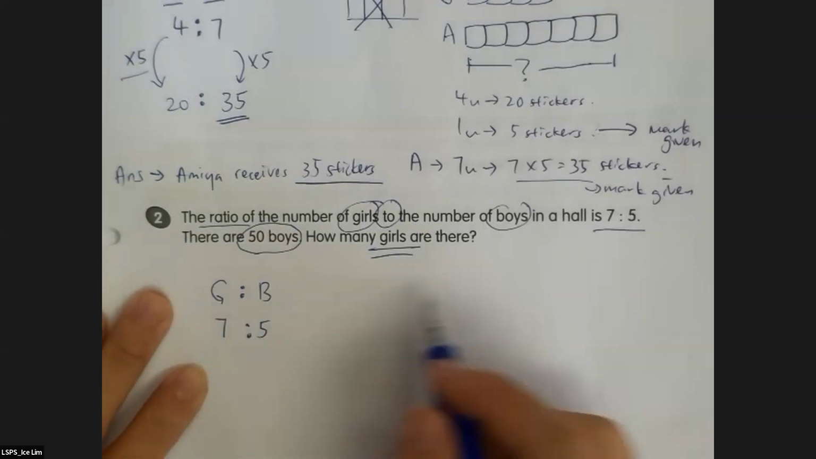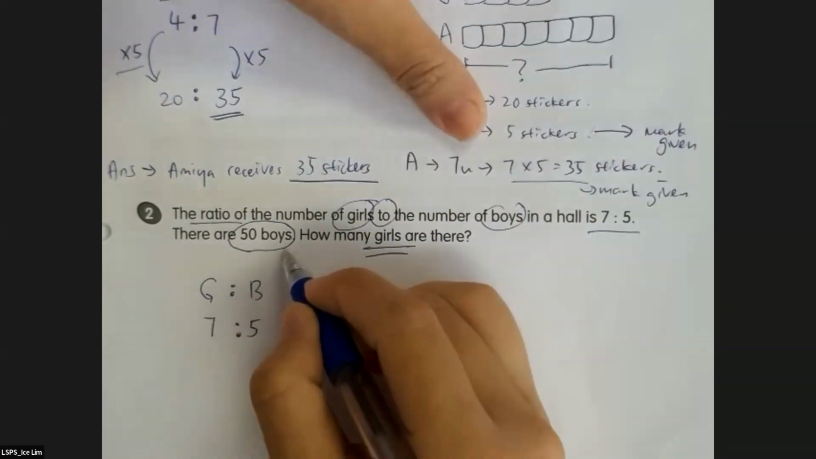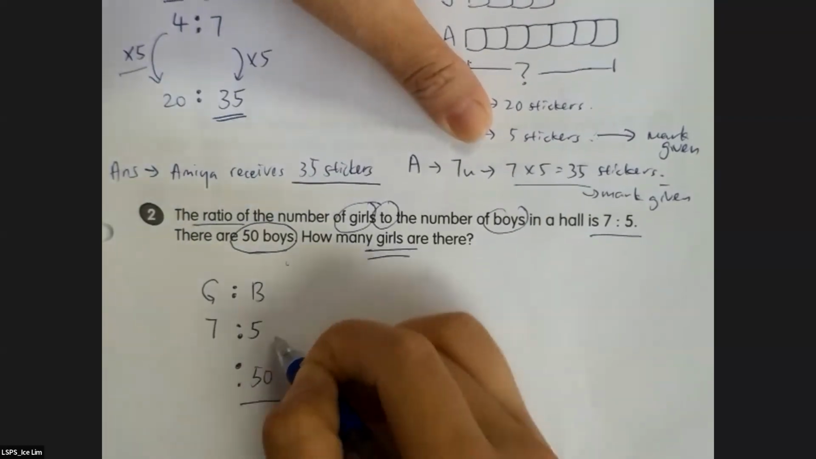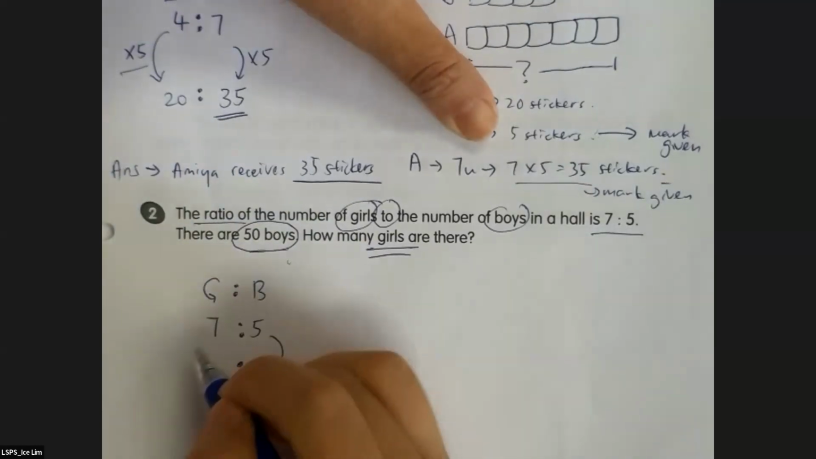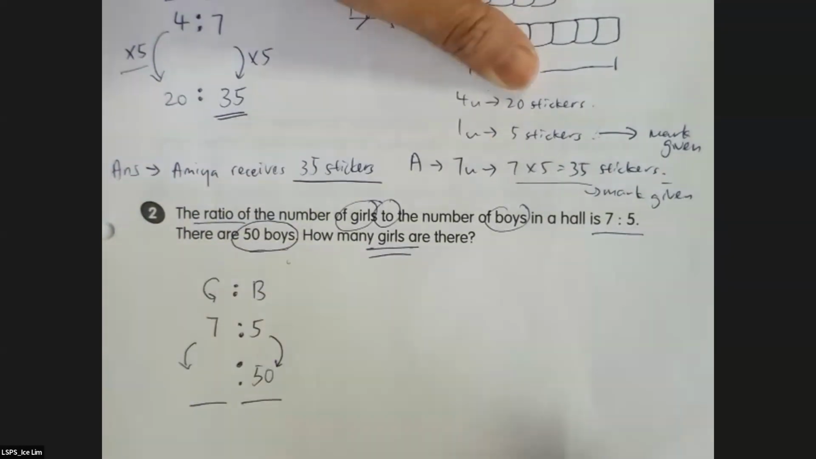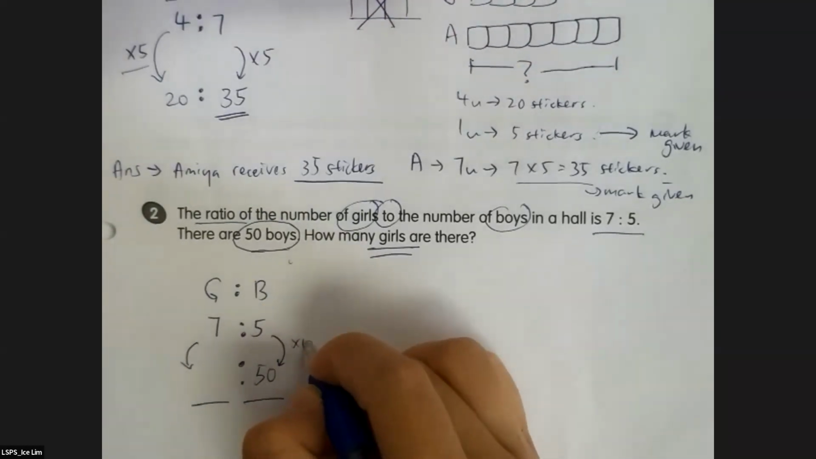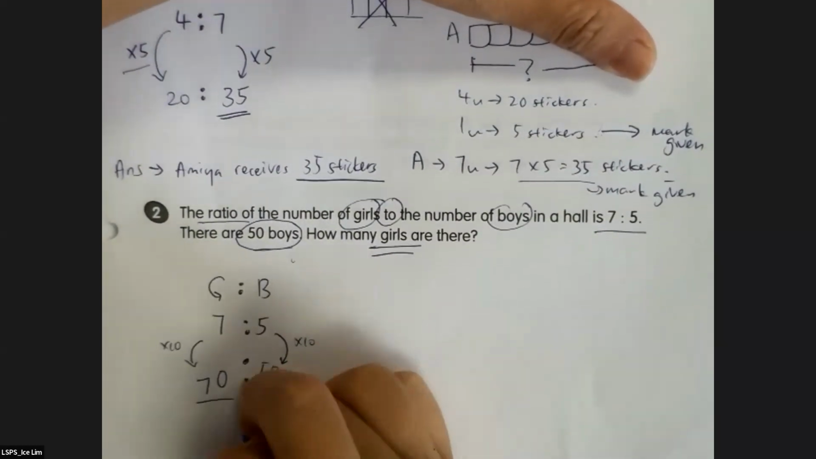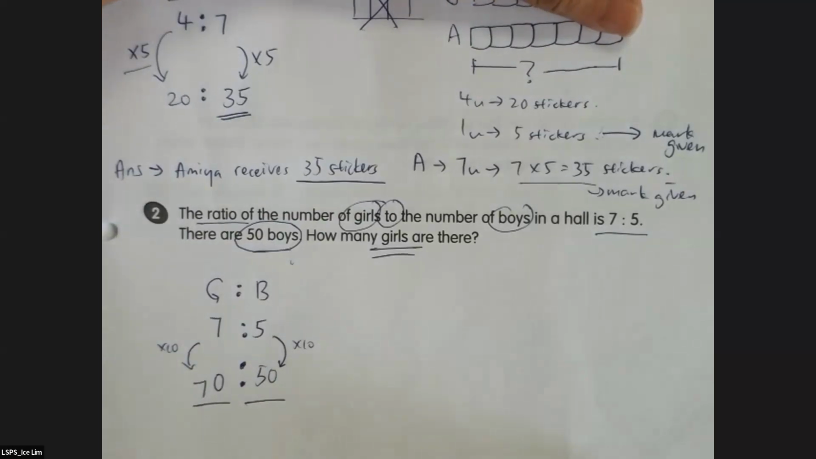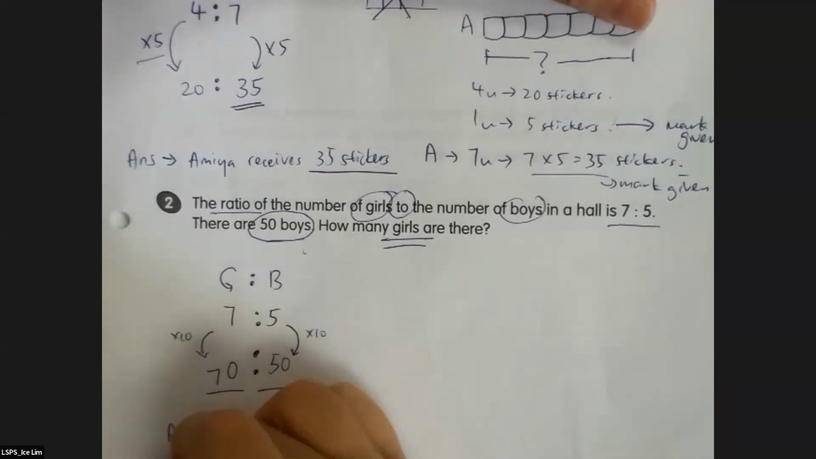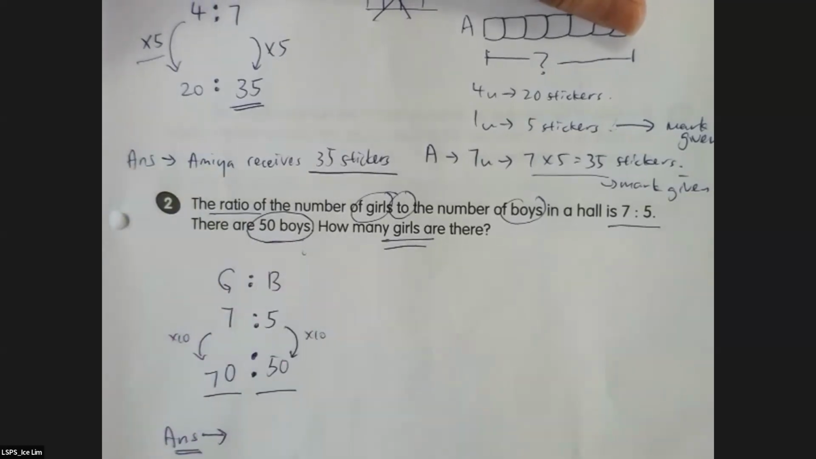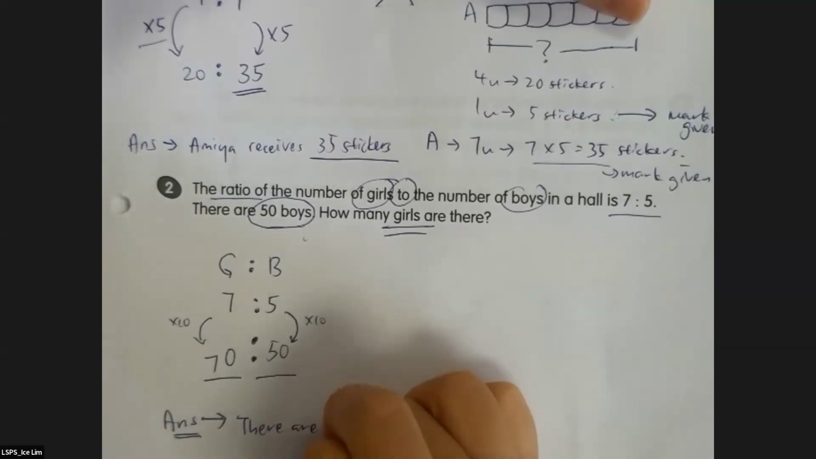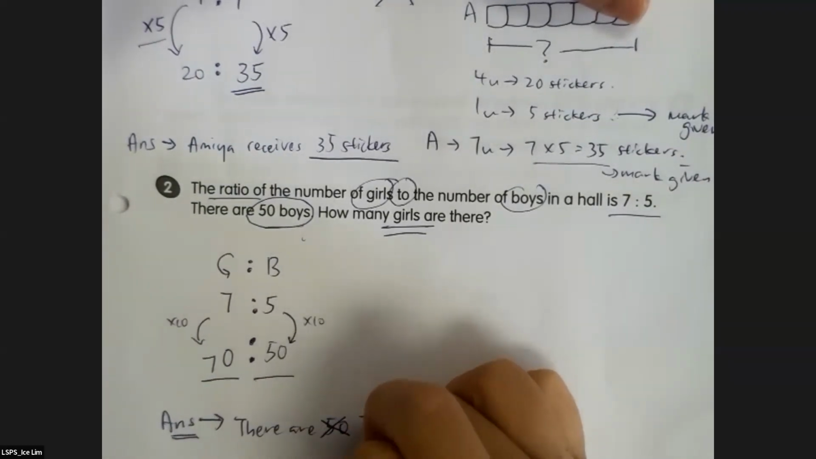Is it okay? So I'm given boys. So I'm understanding that I can use whatever method that I learned just now. From 5, I get to 50. I need to know how I can get to the girls, which is times 10. Now, again, if I write there 70:50, the answer is 0 marks. I must remember the answer has to be very clear. It's asking for girls. So I must write there are 70 girls.